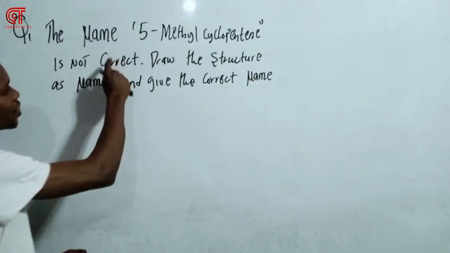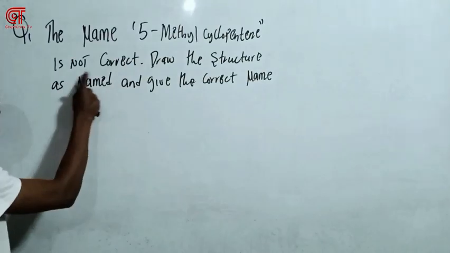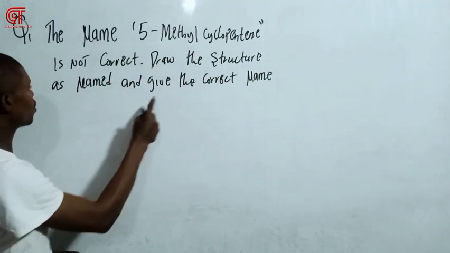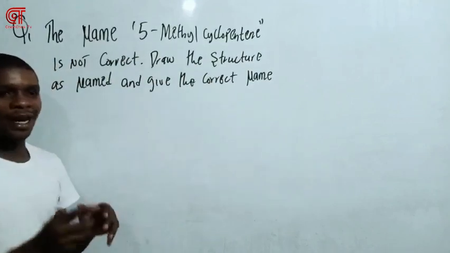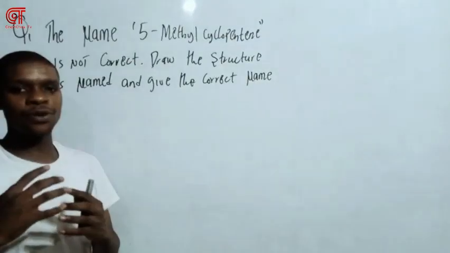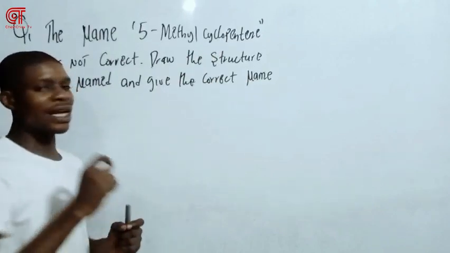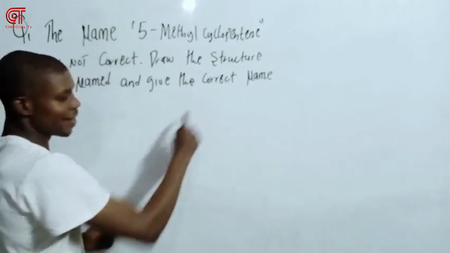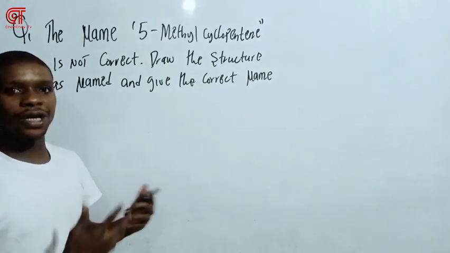Look at this question. It says that the name 5-methyl cyclopentene is not correct. Draw the structure as named and give the correct name. Now, in this question you are given a wrong IUPAC name, and from that wrong name, you give the correct name. These are the types of questions you are going to encounter in your exam.